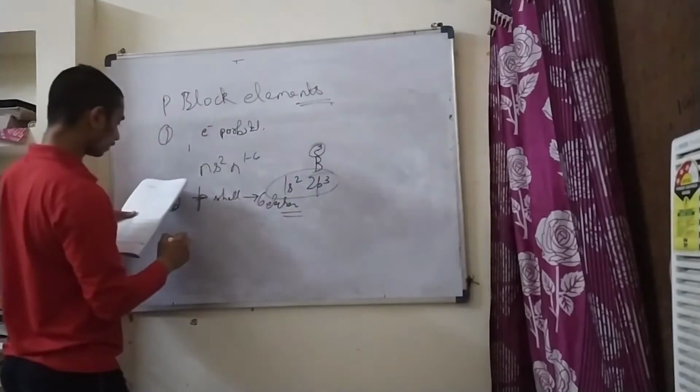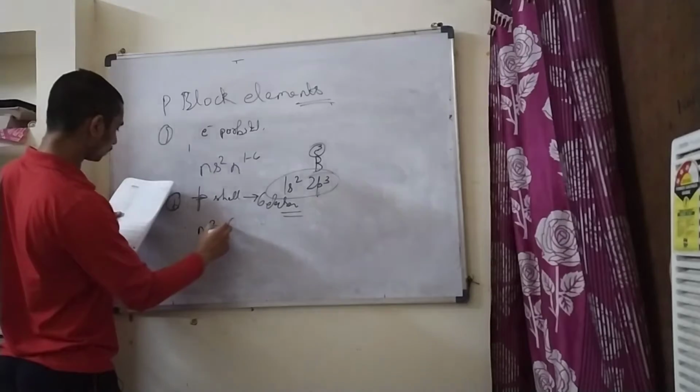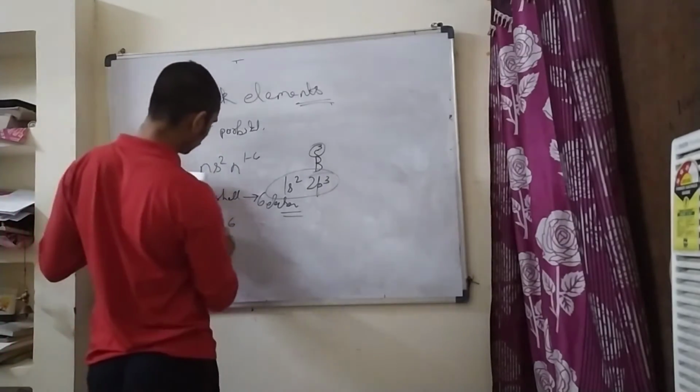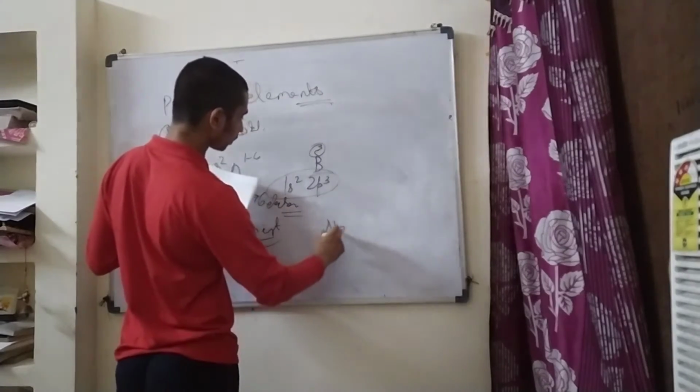Zero group elements have the electronic configuration ns2 np6, and they are inert. For example, neon.